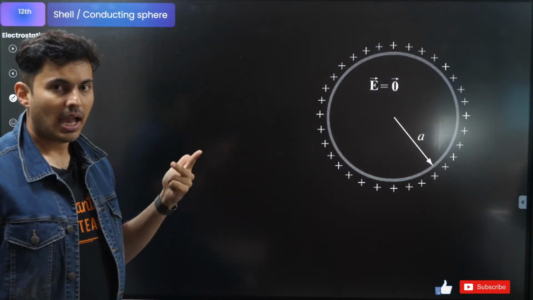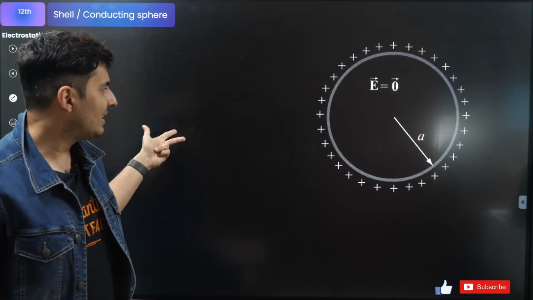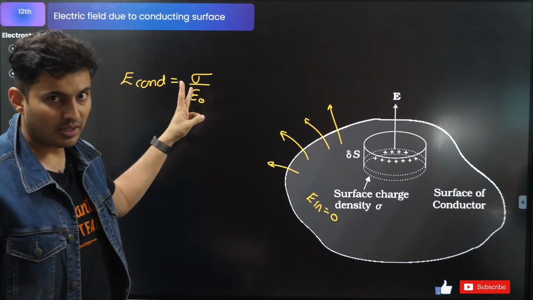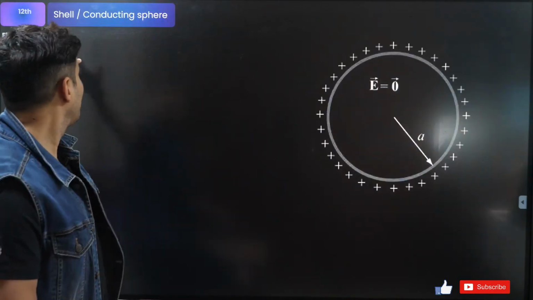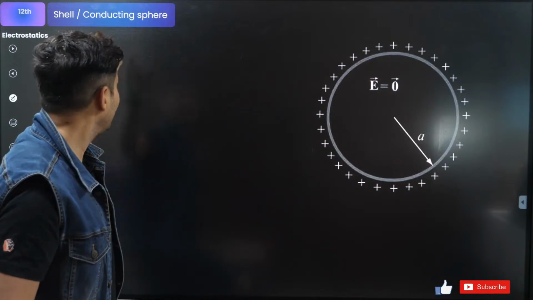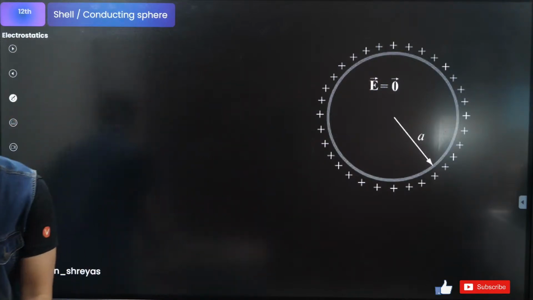Line charges are done, and we have also done sheets, so three geometries are done. Now coming to conducting spheres and shells and all of that.